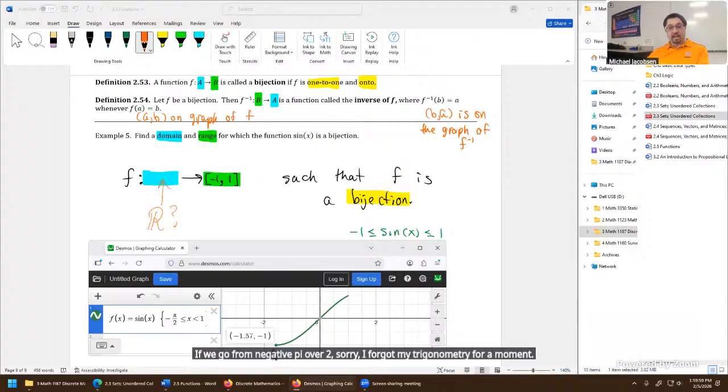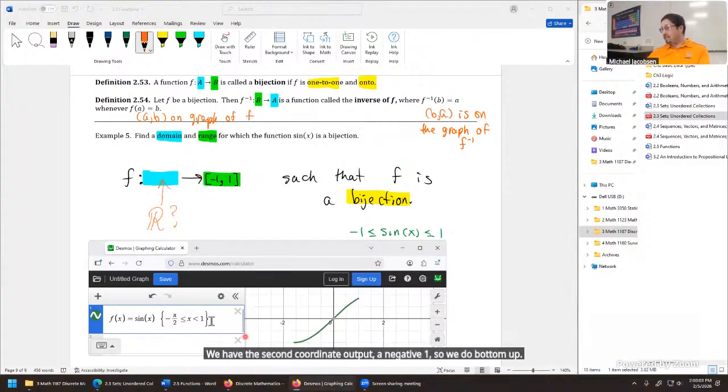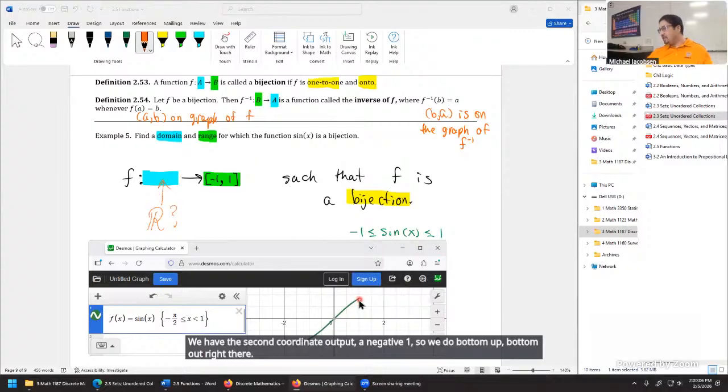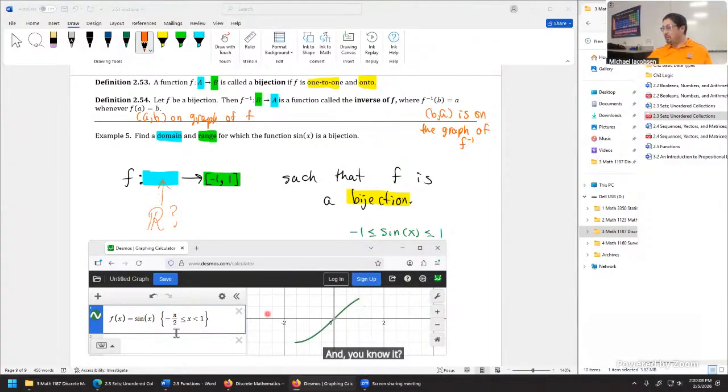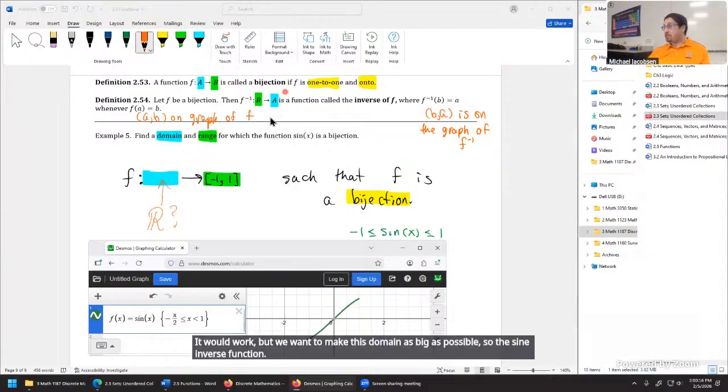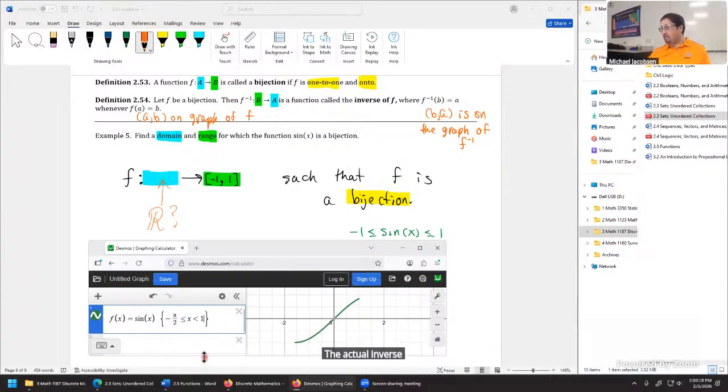Going from -pi/2, we have the second coordinate output, -1. So we do bottom out right there. And it is a bijection. If I stopped at +1, it would work, but we want to make this domain as big as possible, so the sine inverse function, the actual inverse you get, is as useful as possible. So let's go all the way up to pi/2. That would do the job.